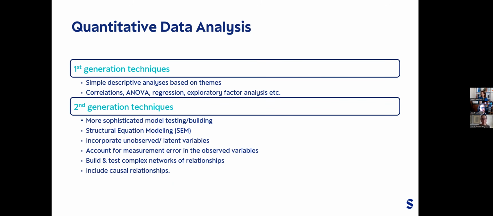There are two real kinds of generation techniques. The first generation techniques of data analysis are simple descriptive analyses based on themes, involving methods like correlation, analysis of variance, regression, exploratory factor analysis, and so on. And then there are the more sophisticated second generation data analysis methods that involve, for example, structural equation modeling, incorporating unobserved or latent variables, accounting for measurement error in the observed variables, and testing complex networks of relationships.